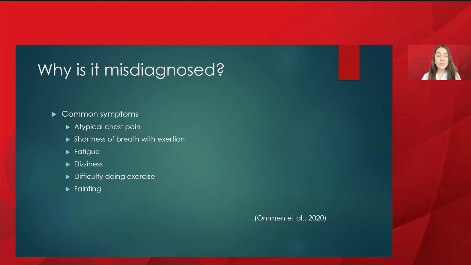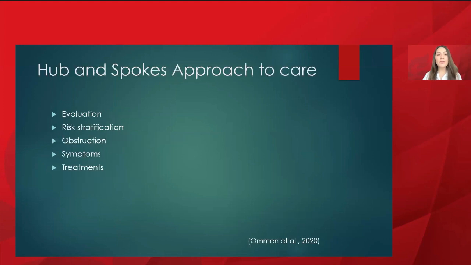Patients will go into the ER for chest pain. And if they're young and they look healthy, they may not even get an EKG. Shortness of breath with exertion is a common limitation, fatigue, dizziness, difficulty doing exercise, and fainting. Fainting usually occurs because of LVOT obstruction or because of arrhythmia. So you can see that someone that presented with these symptoms into the ER might be diagnosed with anemia, anxiety, and many other non-HCM diagnoses.